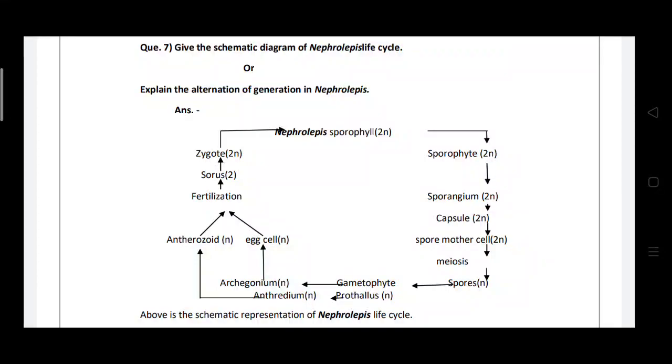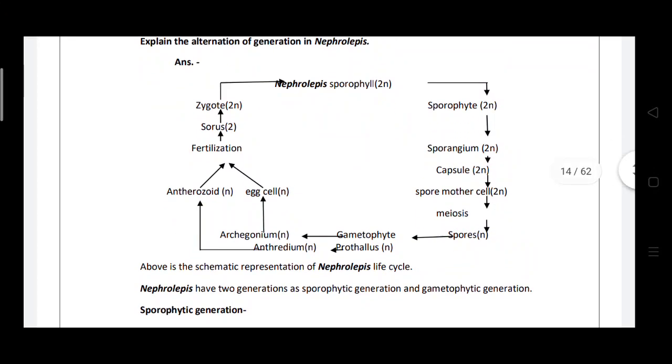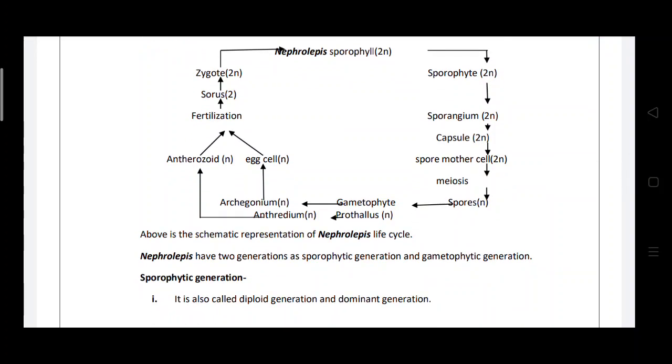Hello students. The next point in unit 1 is on Nephrolepis, the schematic diagram of the Nephrolepis life cycle. Or the question asks: explain the alternation of generations in Nephrolepis. As you know, this Nephrolepis plant has two different life cycles, that is the sporophytic generation and the gametophytic generation. The sporophytic generation is the dominant stage and the gametophytic generation is the recessive stage. But both of these generations are independent.